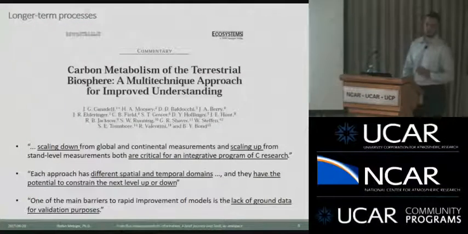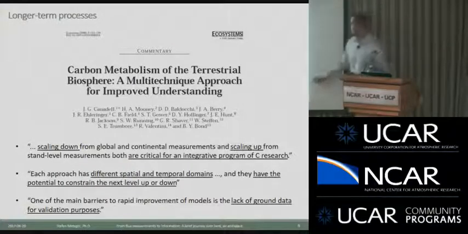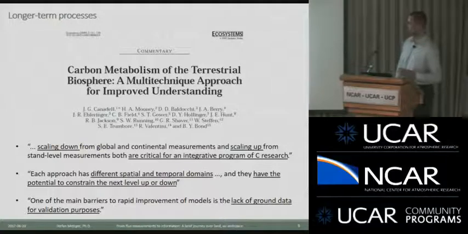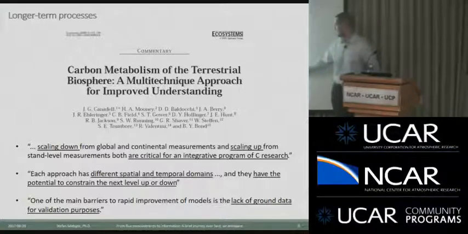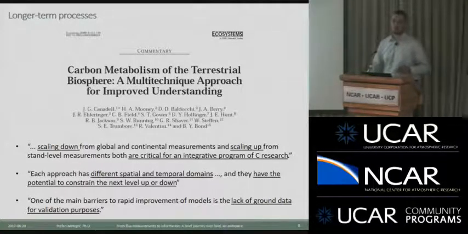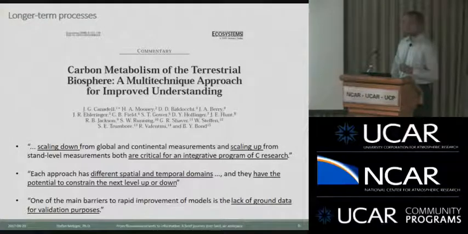Now let's look at longer-term processes. Here's a commentary, carbon metabolism of the terrestrial biosphere, where there's also the notion that scaling down and scaling up are both critical for an integrative understanding and program of carbon cycling research, that we're still facing issues with regard to different spatial and temporal domains, which mutually have the potential to constrain each other. And that we do have ground-based data, essentially observations, but a lack of continuity in space and time to validate some of what we're currently modeling.